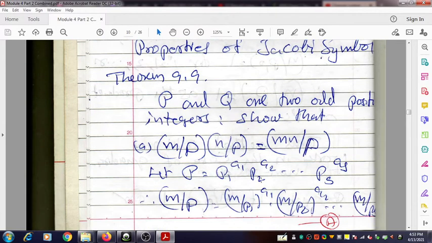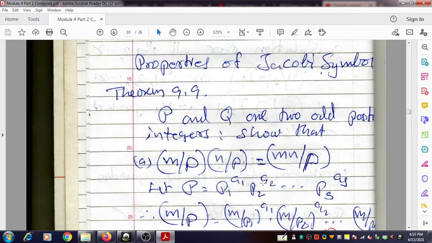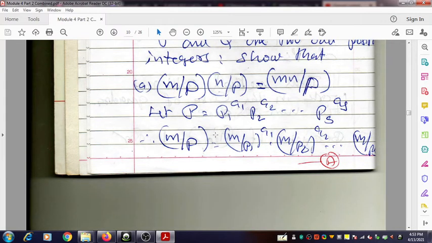Next we are going to discuss some important properties of Jacobi symbols. These properties are stated in theorem 9.9. Let capital P and capital Q be two odd positive integers. Then show that m bar p into n bar p equals m n bar p for any two natural numbers m and n.